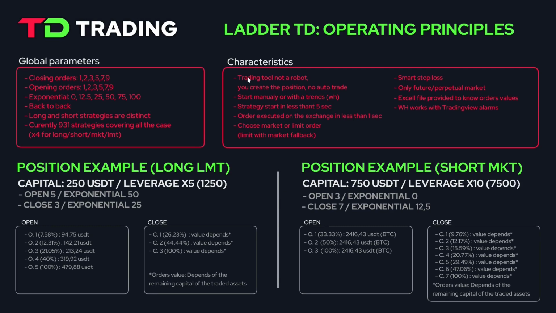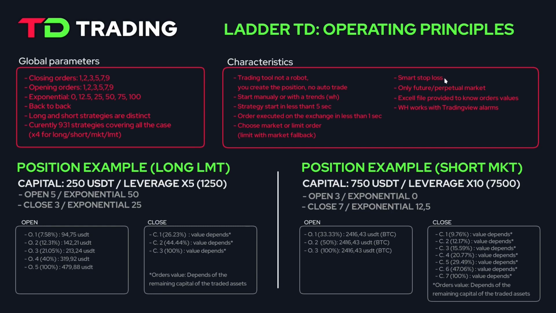For the characteristics, Ladder TD is a trading tool, not a robot, because you create the position, so there is no auto trading. You can start the strategy manually or with a trend. And the strategy starts in less than 5 seconds. The order is executed by the exchange in less than 1 second. So you can choose market or limit order. Limit orders have a fallback on market order.